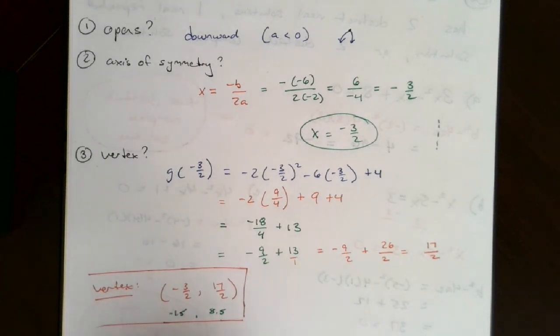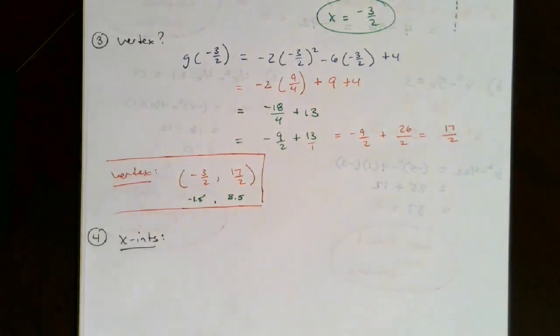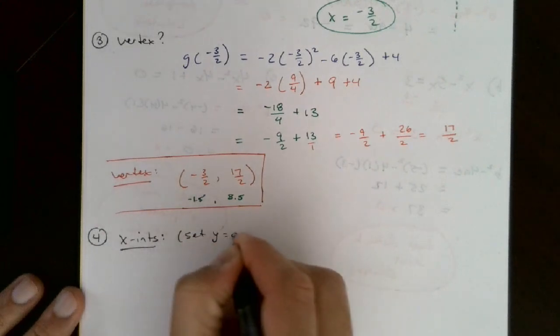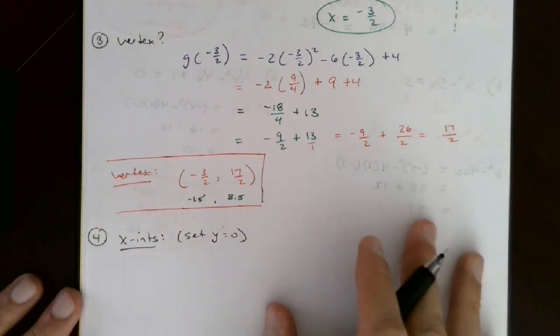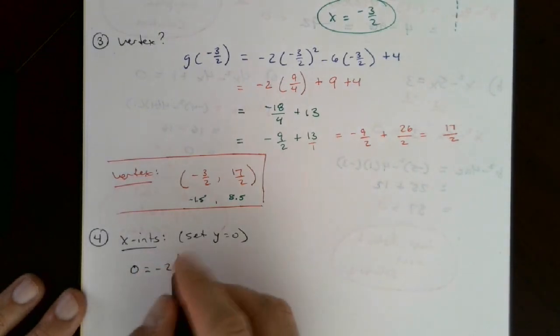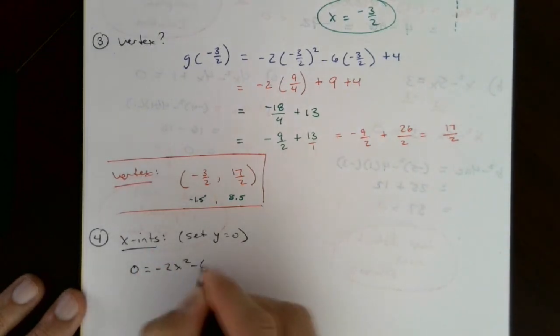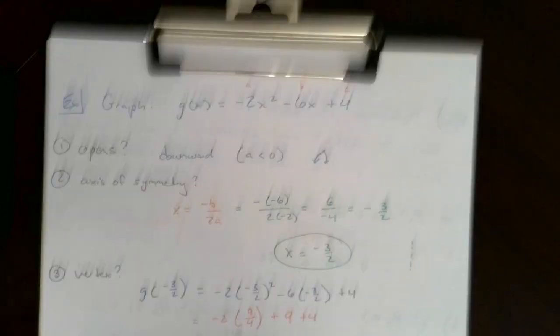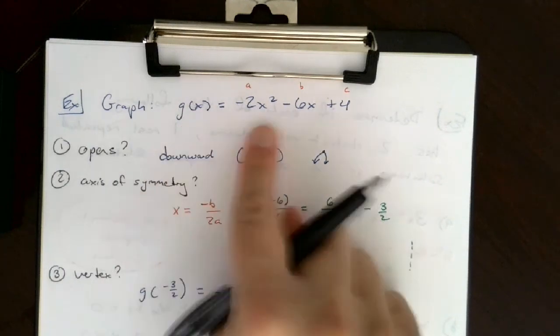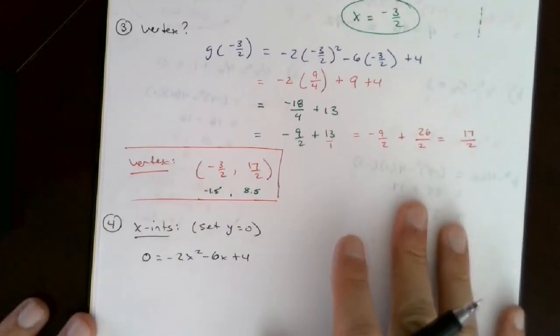And for the x-intercepts, how do you find those? All right, so the x-intercepts mean you set y equal to 0, remember? In other words, you set your equation equal to 0. So we're going to have 0 equals negative 2x squared minus 6x plus 4, right? What we're really setting is the g of x side. This side is your y is equal to 0. We're going to solve for x, trying to find the x-intercepts.